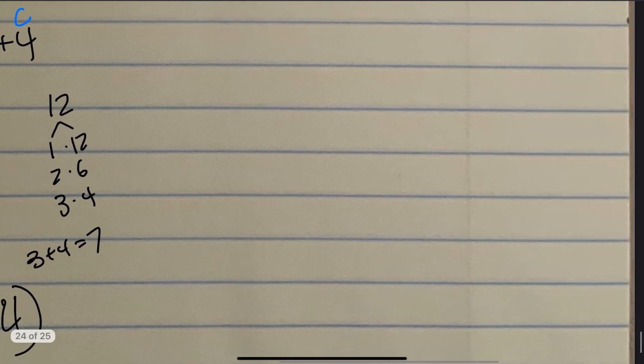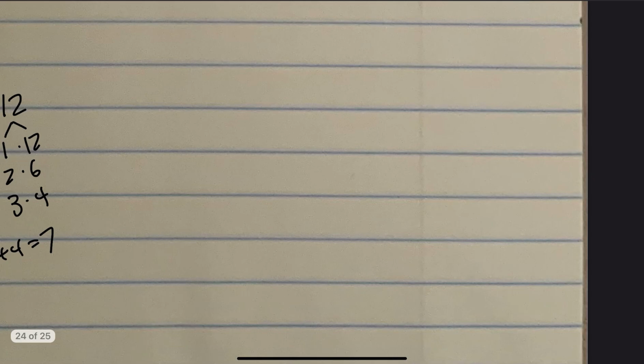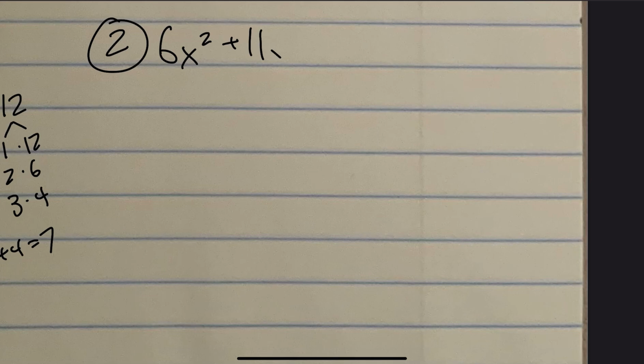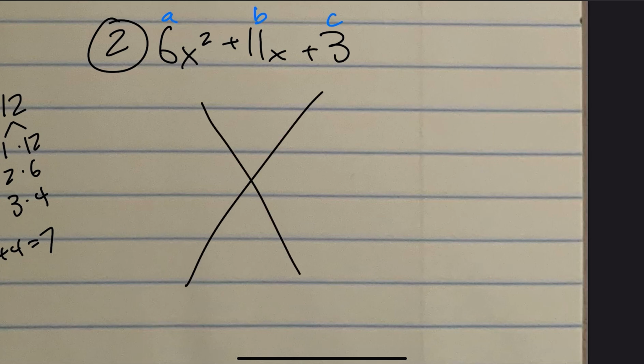Okay, let's do a second practice problem. Let's do number 2. We got 6x squared plus 11x plus 3. Okay, I got an A, I got a B, I got a C. I need an X, where A times C is going to go at the top, B is going to go at the bottom. A is 6, C is 3, so when I multiply those together, I'll get 18. My B is 11, so 11 goes at the bottom.